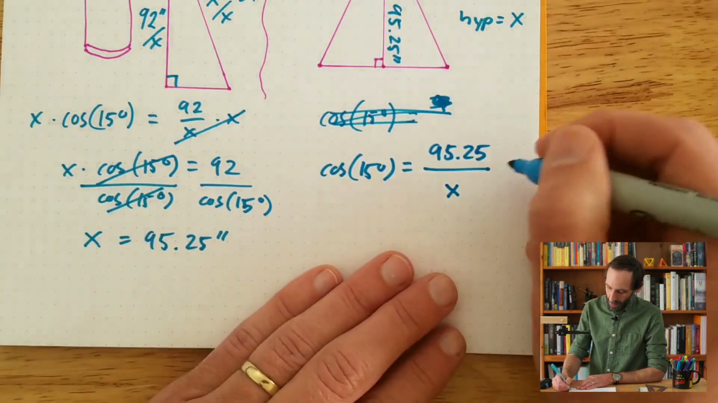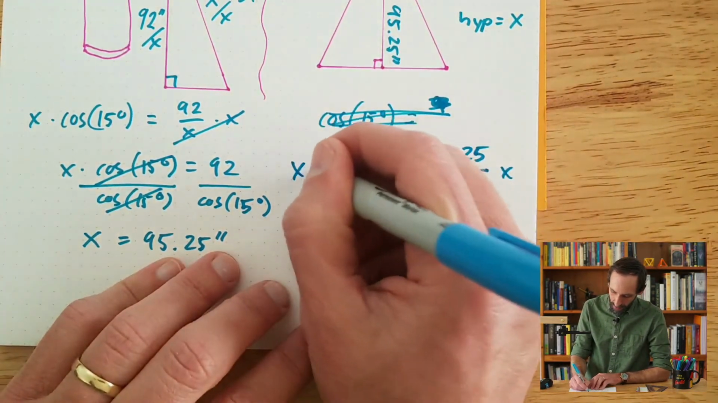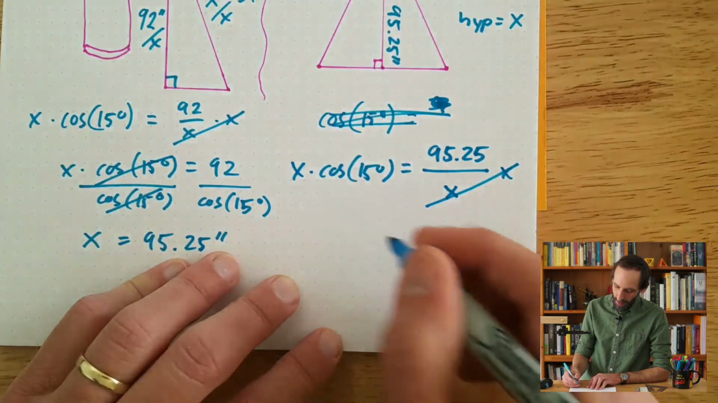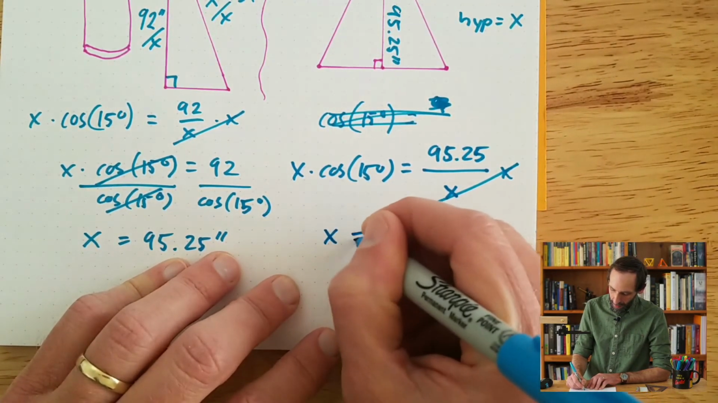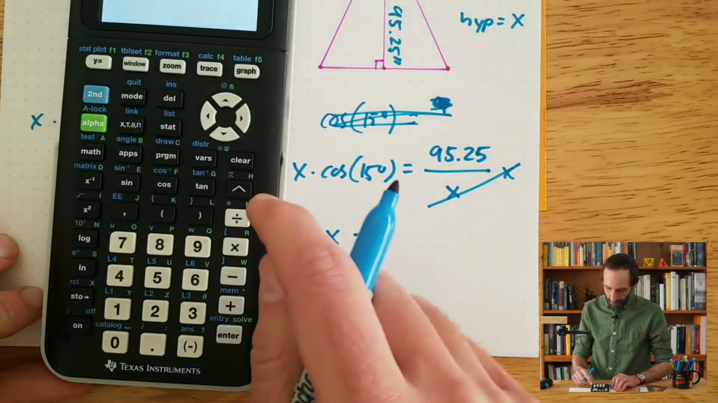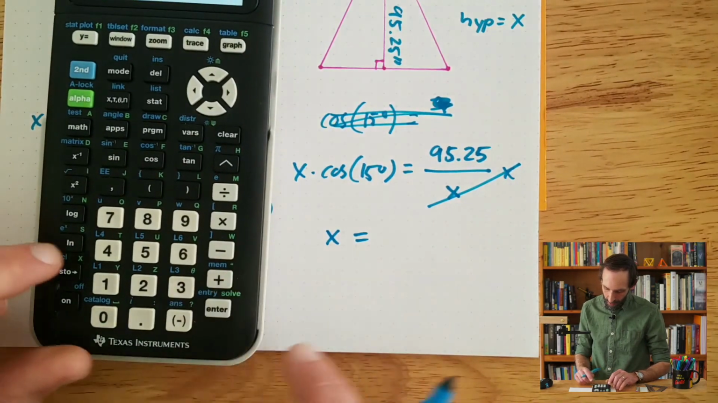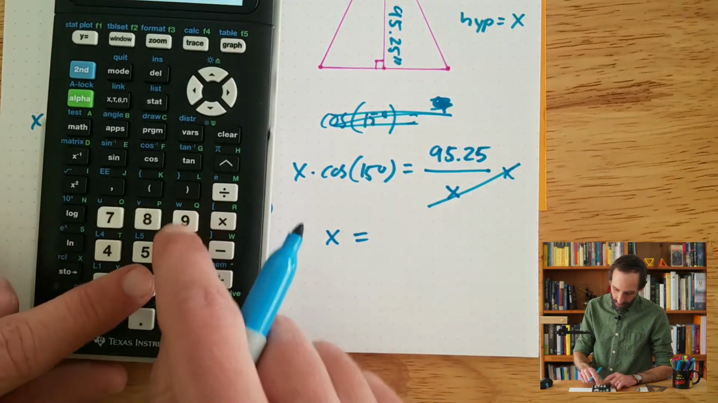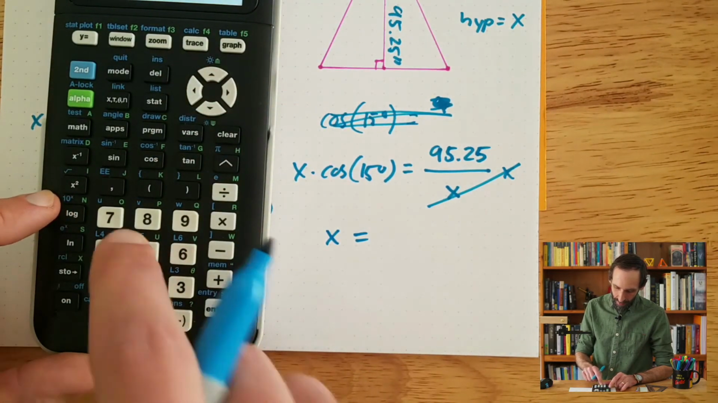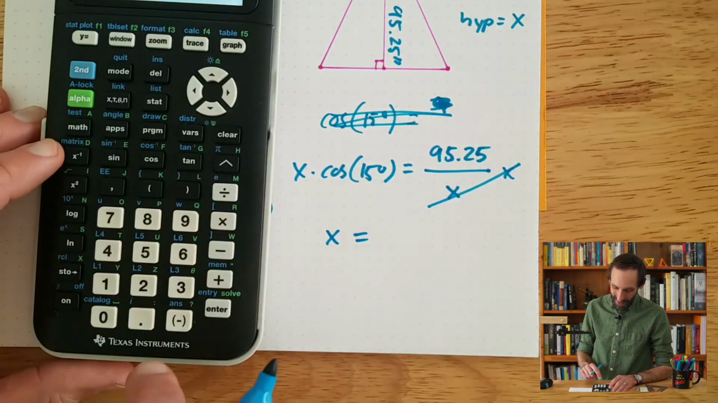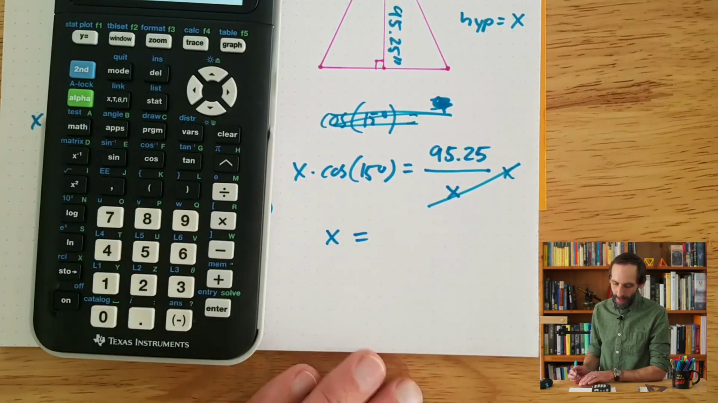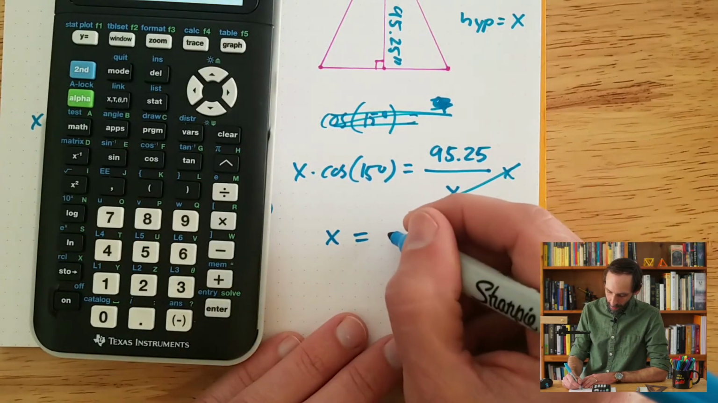Now, once again, I'll solve this. I'll go through this fairly quickly because I've done it a few times already. All right, divide both sides by cosine of 15. And let's go ahead and just plug that in the calculator straight away. Oops, let's plug in the calculator correctly. 95.25 divided by the cosine of 15 degrees, and I get 98.61.